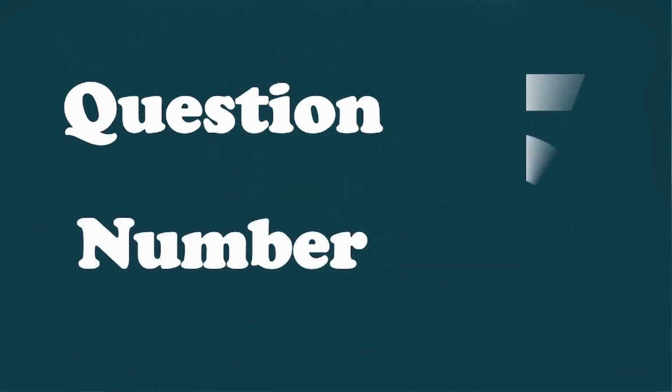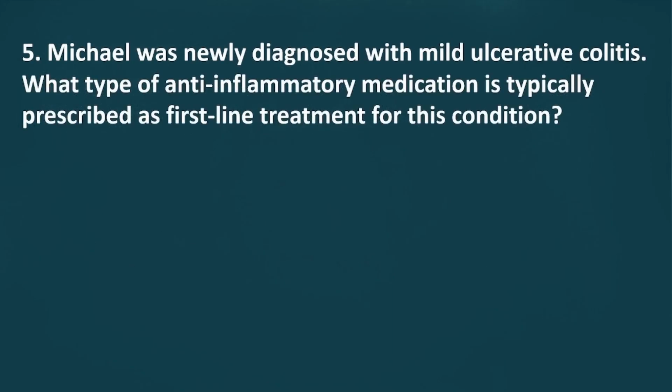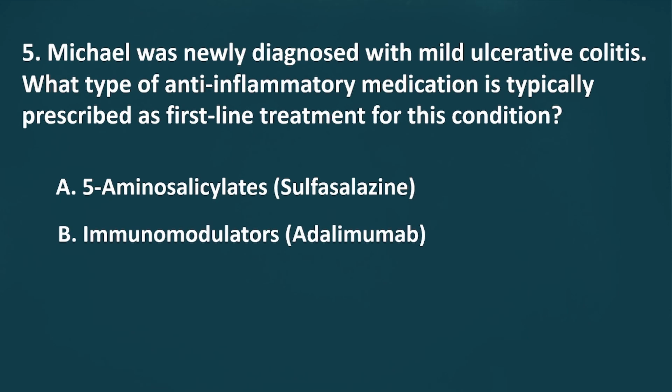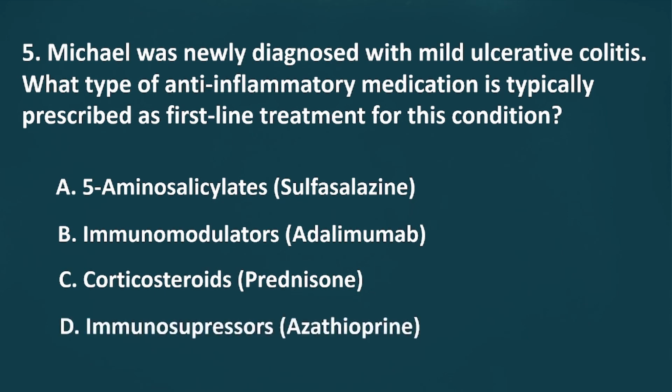Question number 5. Michael was newly diagnosed with mild ulcerative colitis. What type of anti-inflammatory medication is typically prescribed as first-line treatment for this condition? A. 5-aminosalicylates, sulfasalazine. B. Immunomodulators, adalimumab. C. Corticosteroids, prednisone. D. Immunosuppressors, azathioprine.